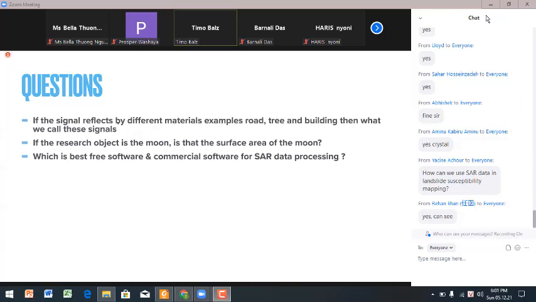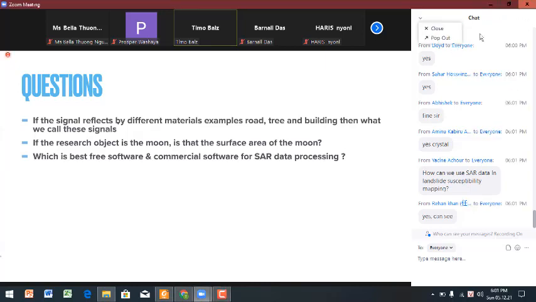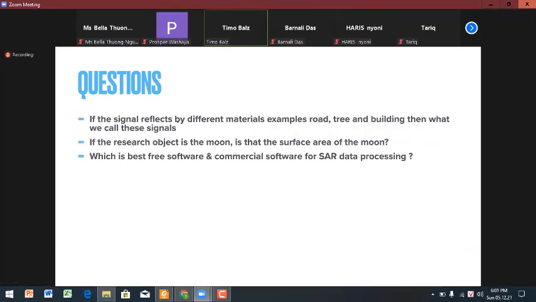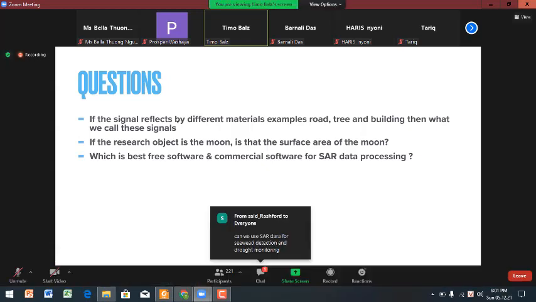First, if the signal reflects by different materials, like road rebuilding, then what do we call these signals? Honestly, I wouldn't know exactly what you mean. I'm not so sure how we would call these signals. So maybe you can rephrase the question and ask me again, maybe a bit more clear. What do you mean by that? I honestly do not really understand the question.